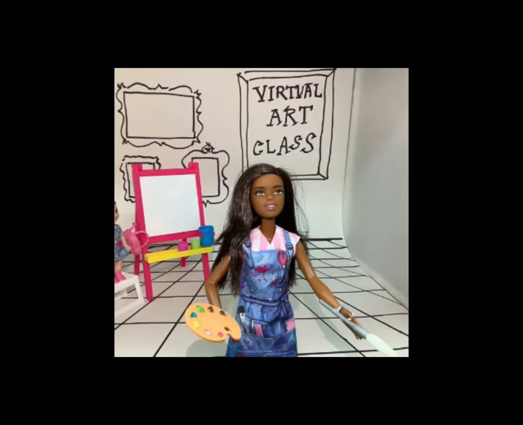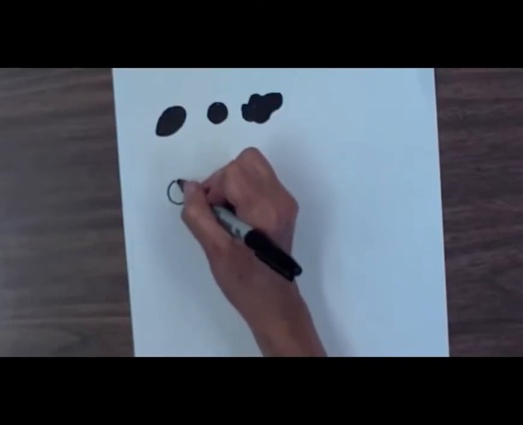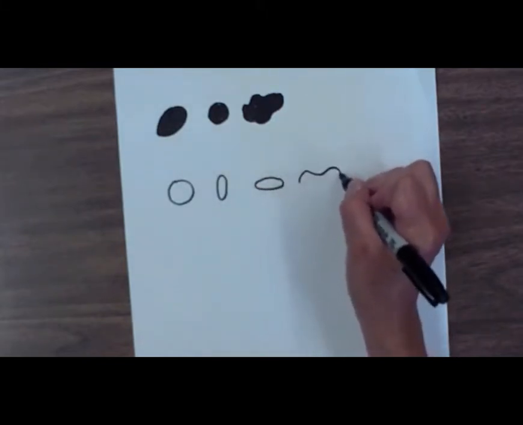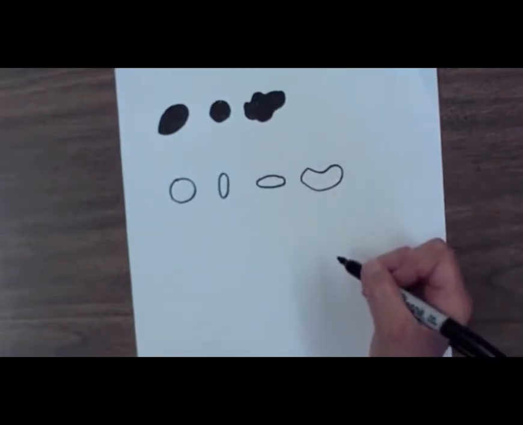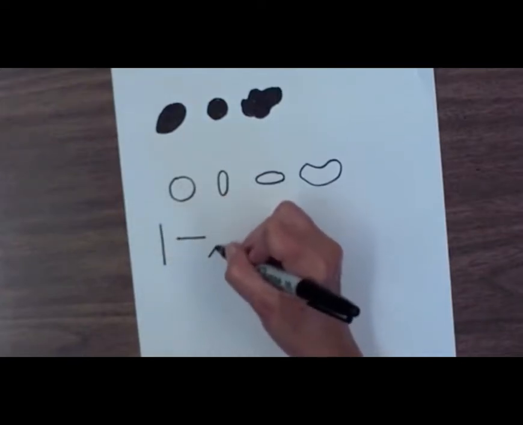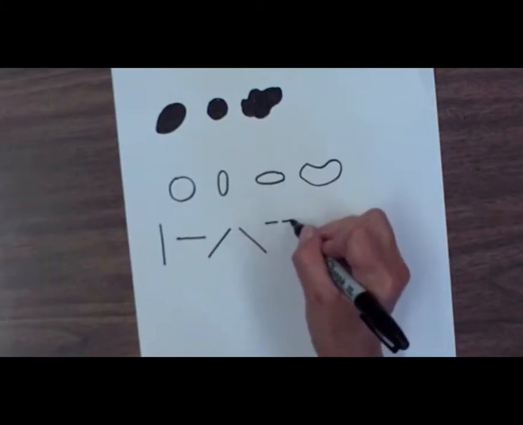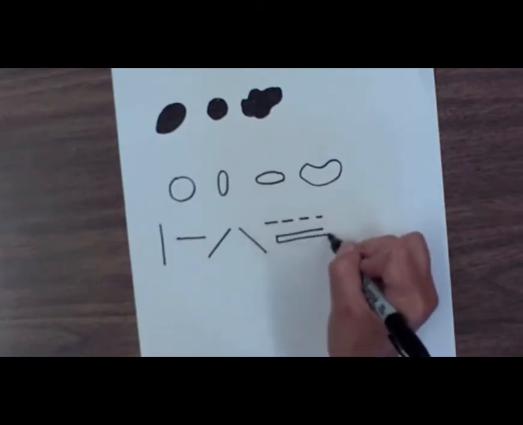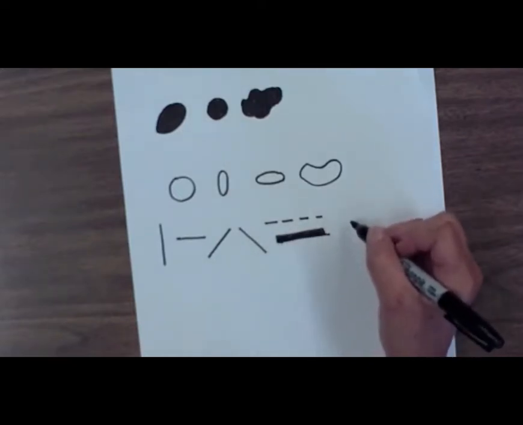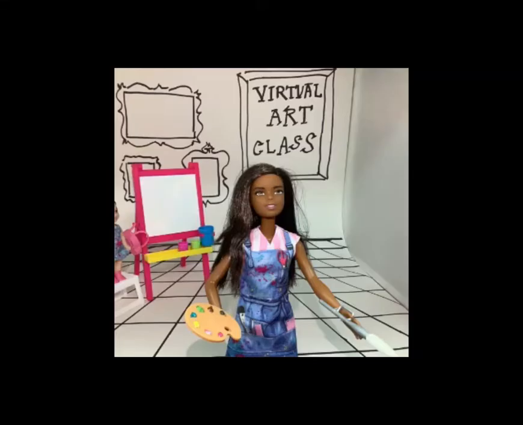Next, we have our circle family. We can do circles shaped like pies, we can do ovals, and we can even make circles shaped like beans. After that, we have the line family. We have lines that look like how we look when we're sleeping. Those are called horizontal lines. And then we have vertical lines, which are lines that are standing straight up. We have diagonal lines, lines that are kind of crooked or in a different direction. And we have thick lines, we have thin lines, we have dotted lines, we have all kinds of different straight lines.